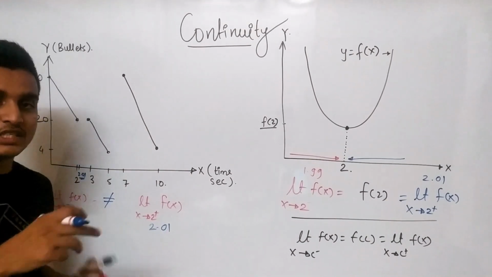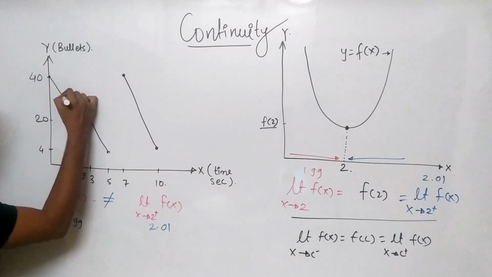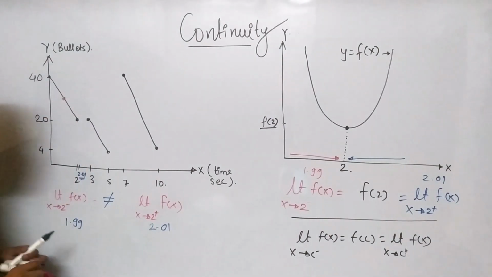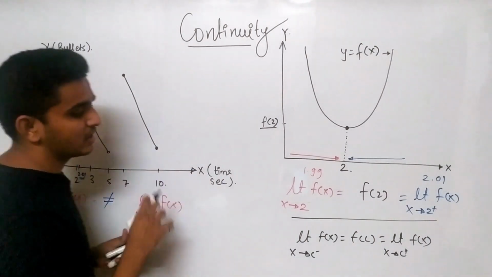But if we change that problem a bit, what we'll do is, we'll look at whether the graph is continuous at 1.5 seconds. And what can happen is, we'll just rub this off.